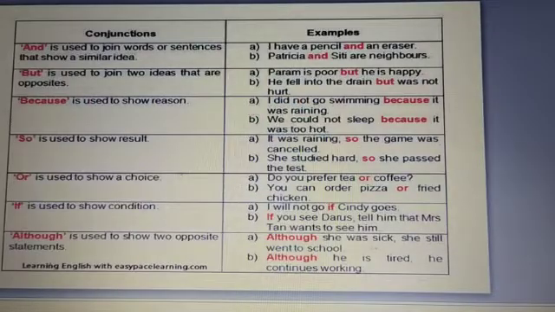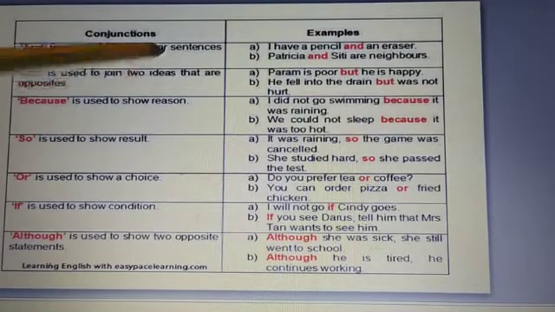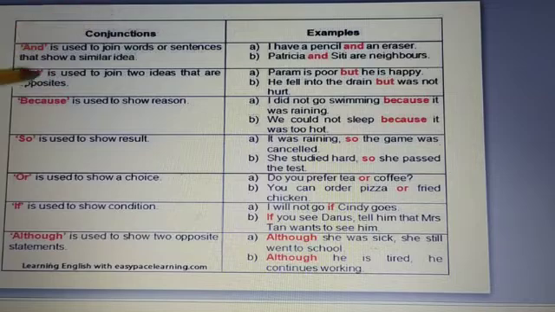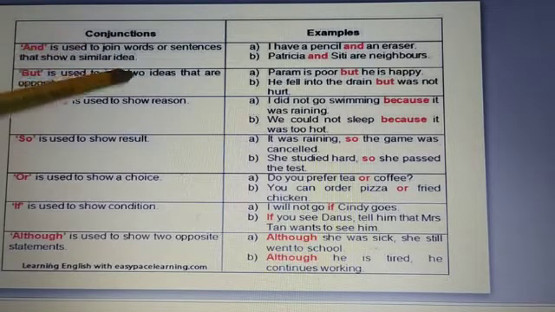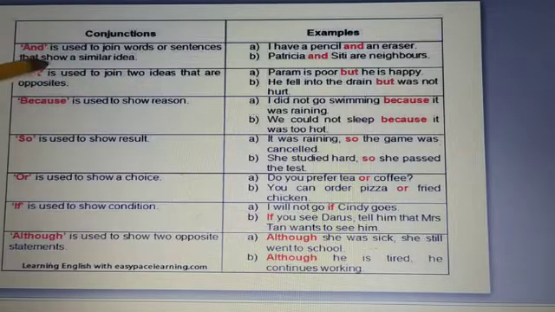Let's have a look at conjunctions: and, but, because, so, or, if, although, with their examples, and we will see where to use each of these conjunctions. And is used to join words or sentences that show a similar idea. When there is a similar idea, we use and.